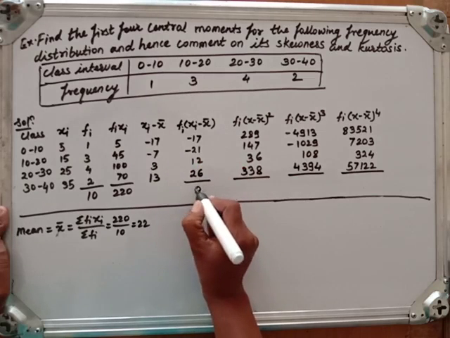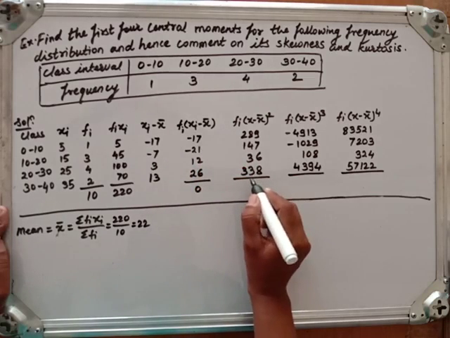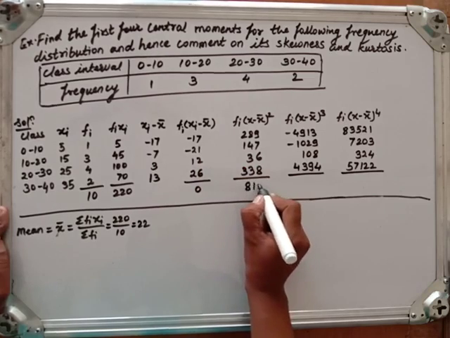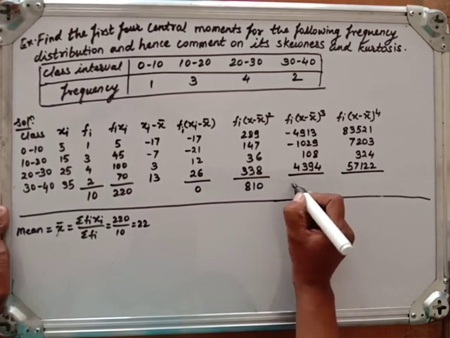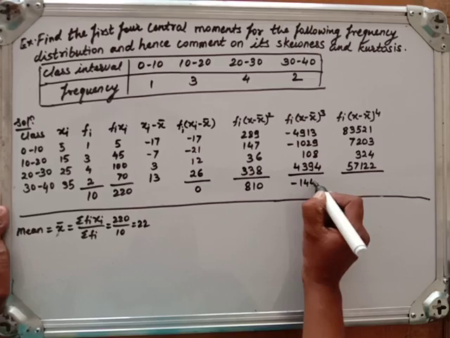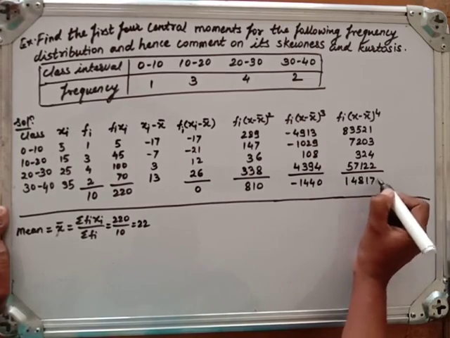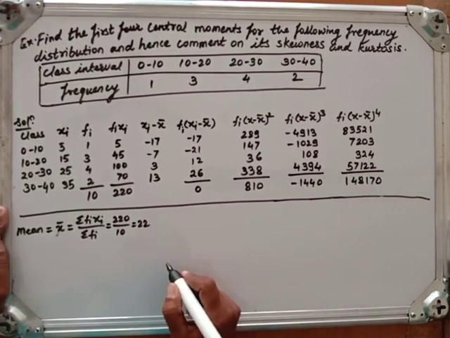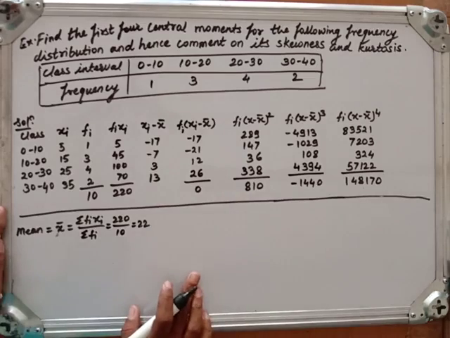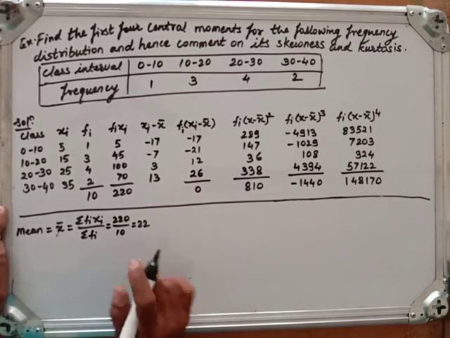Now here do this sum. This sum will be 0. You can check it. This sum is 810. I have done this one, it is 1,440. And this is 148,170. Okay. Now let us find each of the central moments.